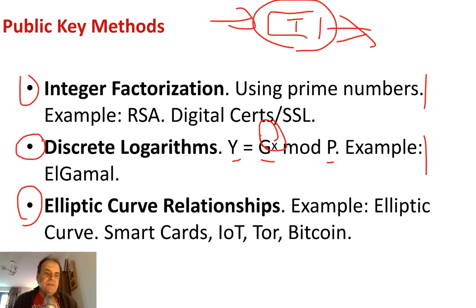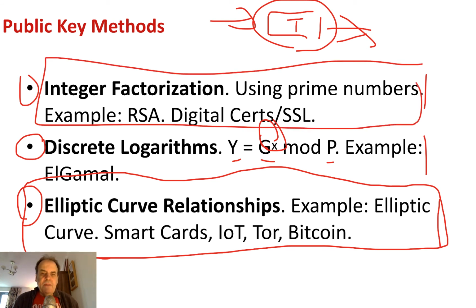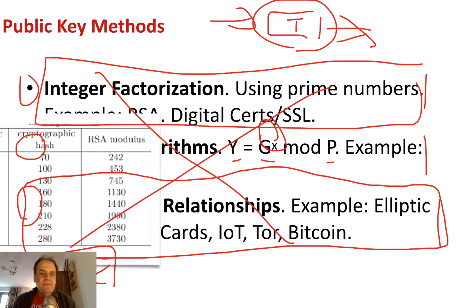That's discrete logarithms. And the last one is what's called elliptic curve relationships, and we'll have a look at that. To give you an idea, elliptic curve seems to be taking over the world just now in its application. It's used in smart cards, IoT, Tor, Bitcoin, and so on. And our traditional method of using prime numbers is becoming more and more difficult to use. But with quantum computers, then these methods could be in trouble.